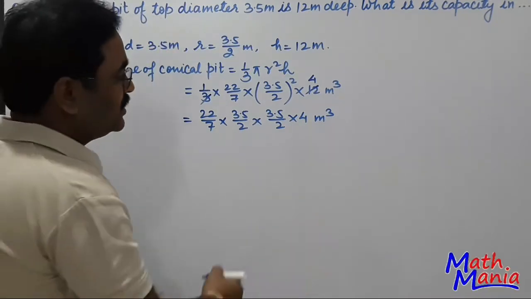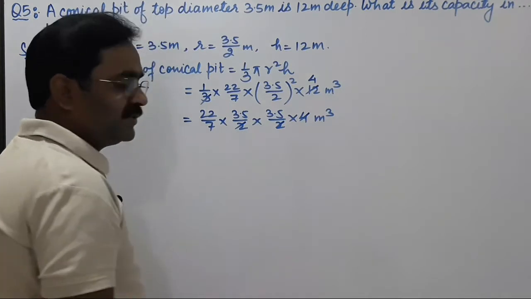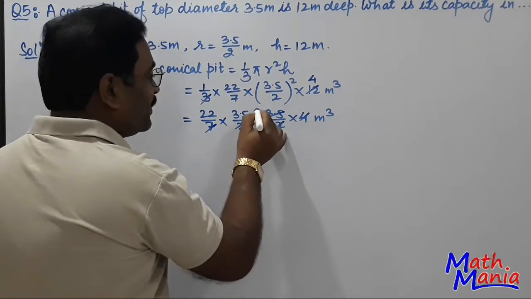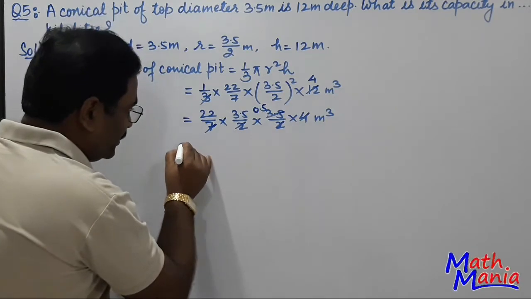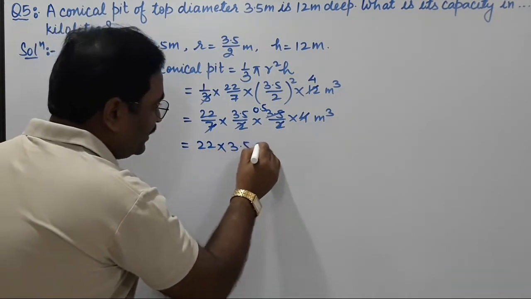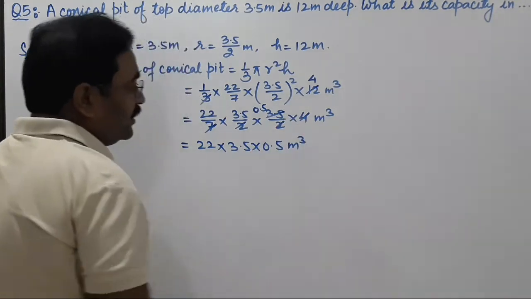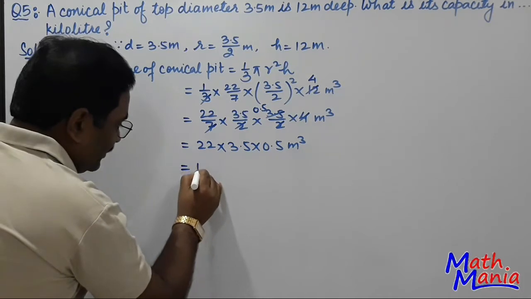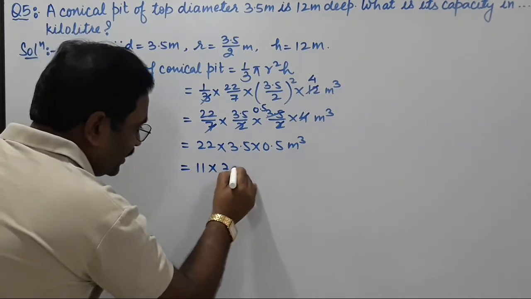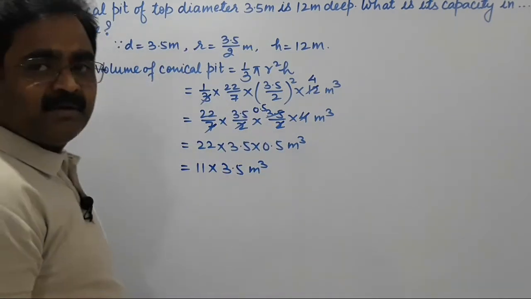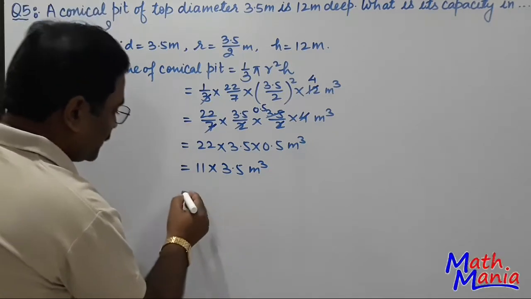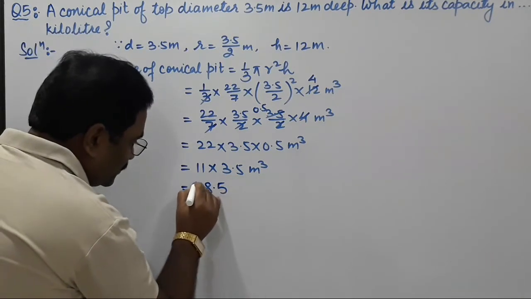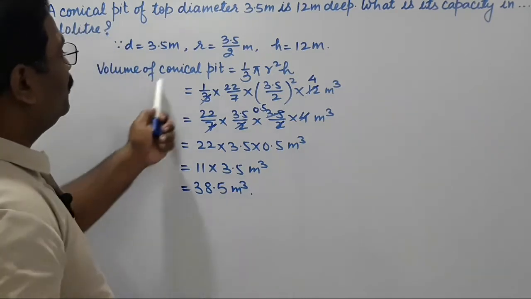Okay, let's simplify this. 2 2s are 4, right. Now this 3.5 can be simplified by 7: 7 5s are 0.5. So what we got? 22 into 3.5 into 0.5 meter cube. Let's simplify: this 0.5 into 22 can be written as 11, because half of 22 is 11, multiplied by 3.5 meter cube. Right, now we should multiply this: 11 5s are 35, 11 3s are 33, plus 5 is 38. So 38.5 meter cube. Now we got the volume of this conical pit.